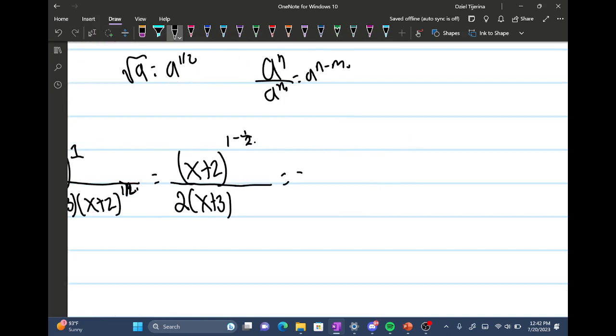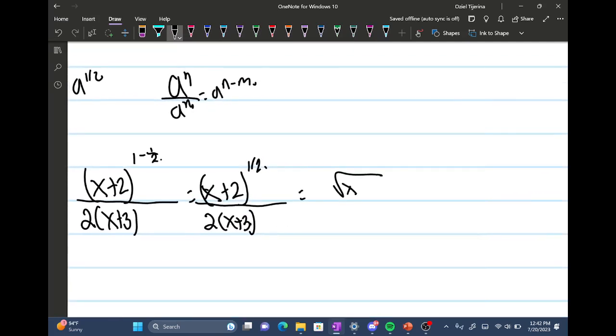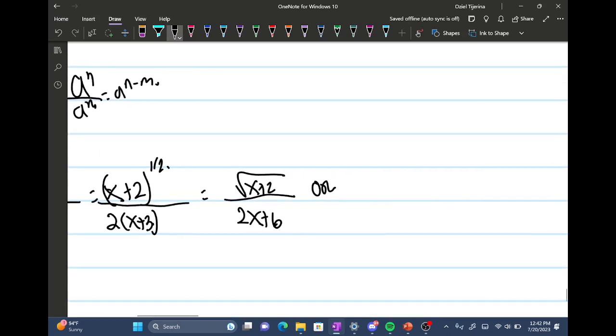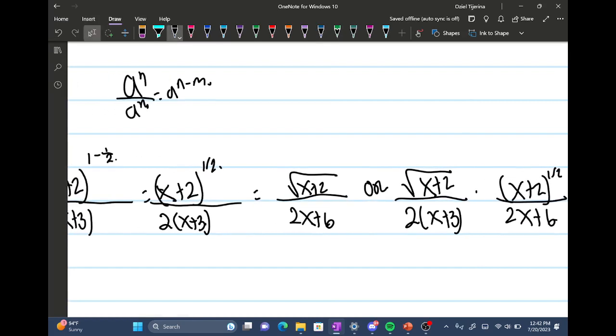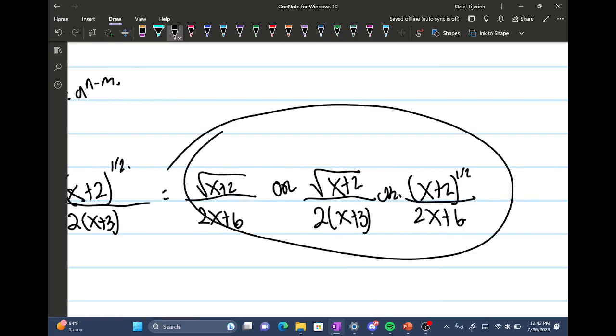Now, this becomes x plus 2 to the 1/2 power over 2 times x plus 3. You can also write it as the square root of x plus 2 over 2x plus 6, or the square root of x plus 2 over 2 times x plus 3. You can also say x plus 2 to the 1/2 over 2x plus 6. It doesn't matter. They're all the same. Any of these answers works, guys.